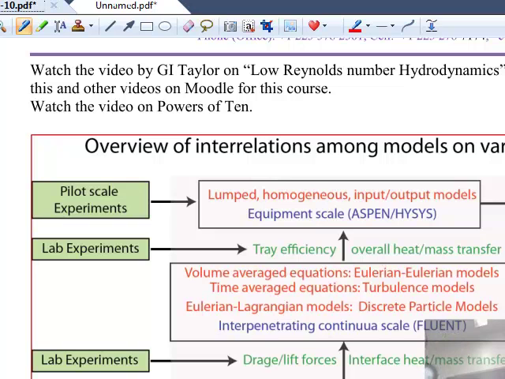Any questions on that? Are the concepts getting difficult to understand, or are you guys okay? Any questions?